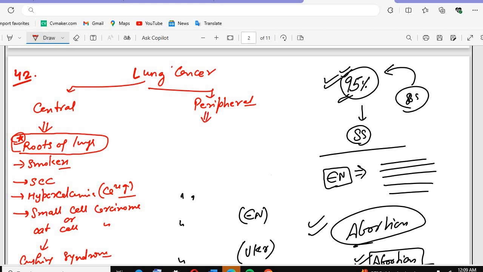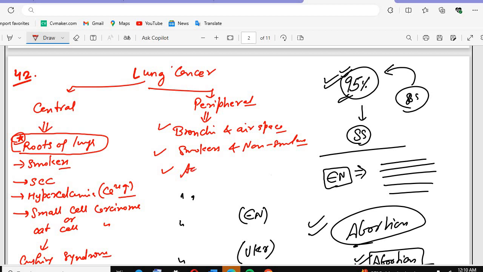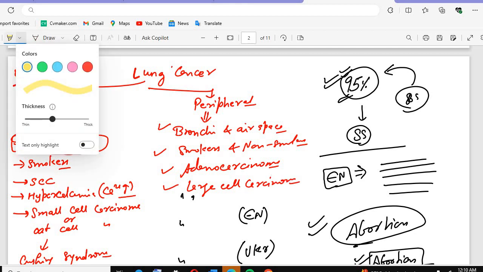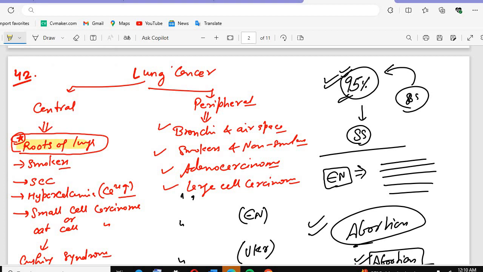In peripheral lung cancer, remember, it includes the bronchi and the air space. This can be seen in both smokers and non-smokers. It is associated with the adenocarcinoma, and also with the large cell carcinoma. What is the main thing you have to remember? Central involves the root, and peripheral involves the bronchi and the air space.